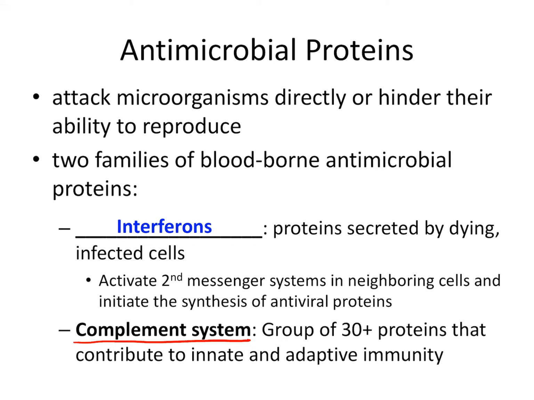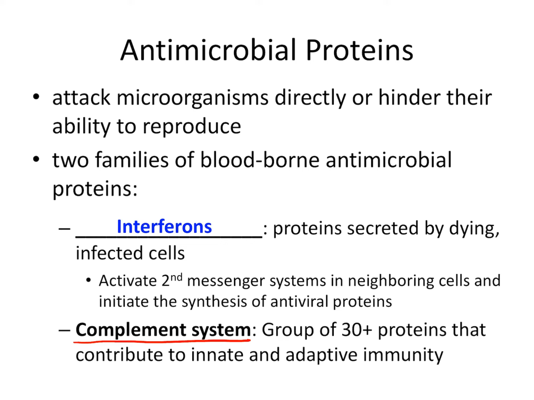So essentially what these are going to do is activate second messenger systems in neighboring cells that will lead to the synthesis of antiviral proteins. So again, these are not going to help the cell that's already infected, but they're going to help the neighbor cells that perhaps have not yet been infected. The other family of antimicrobial proteins is the complement system. Now, this is a group of over 30 proteins that are going to have a wide variety of functions and are going to contribute to both innate and adaptive immunity. So let's take a closer look at complement on the next slide.